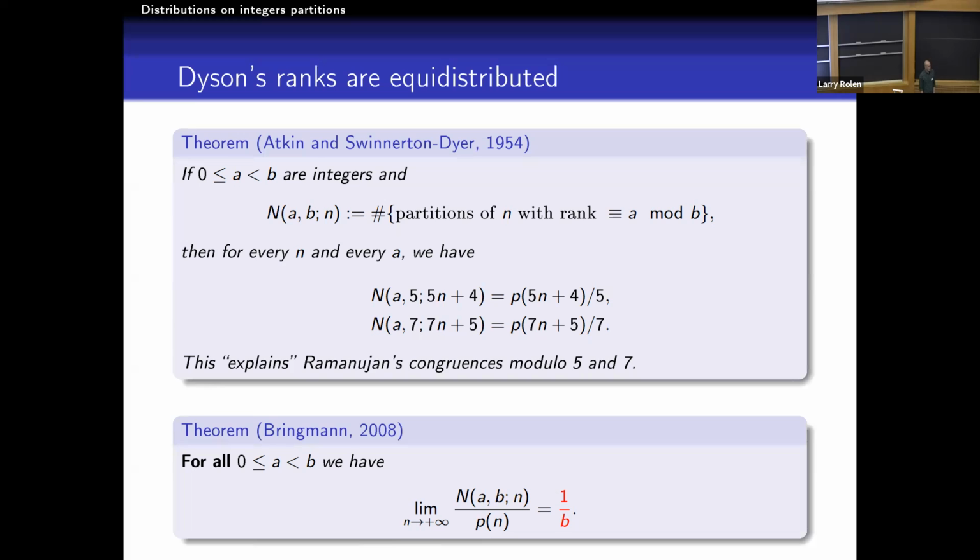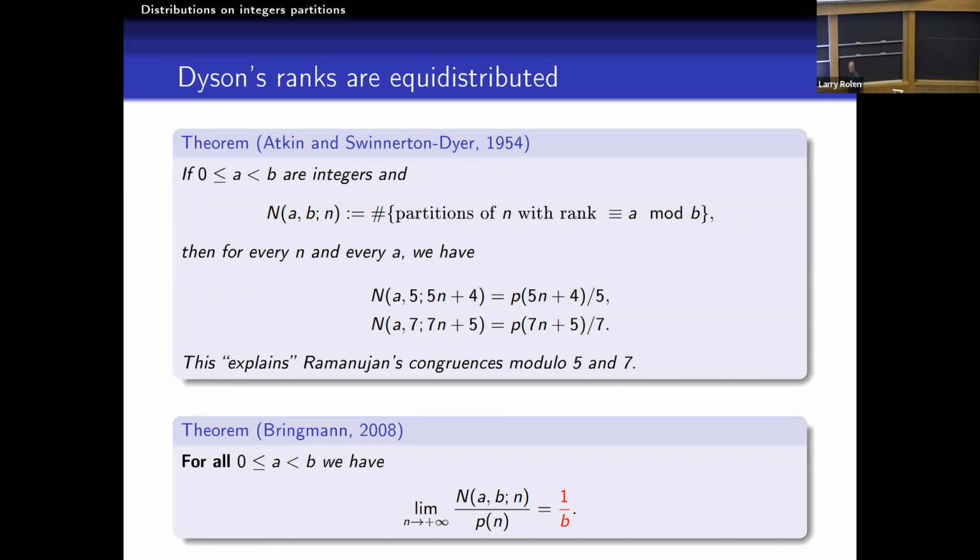Okay, so for every a, if you take the number of partitions of 5n plus 4 that have rank congruent to a mod 5, you're going to get exactly an even distribution there for those partitions. And you'll get a similar thing for 7. They split out perfectly evenly, and so that explains Ramanujan's congruences for 5 and 7, because these are perfectly even. Now, generally, this is not the case. They're not going to be perfectly distributed that way.